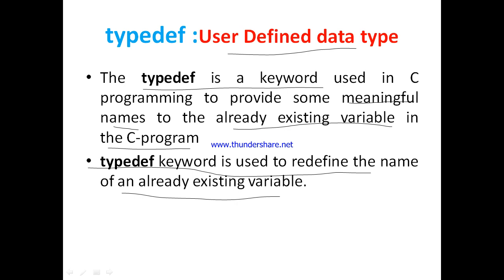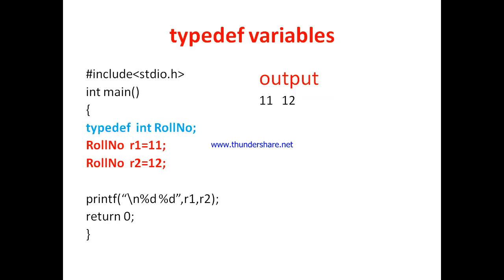Okay, we'll see the example. In this example we have defined typedef variables. Normally we define a variable this way, int roll number, but here before this we have used the keyword typedef. Because of this keyword typedef, this roll number becomes a user defined data type. That means we can use roll number as a data type.